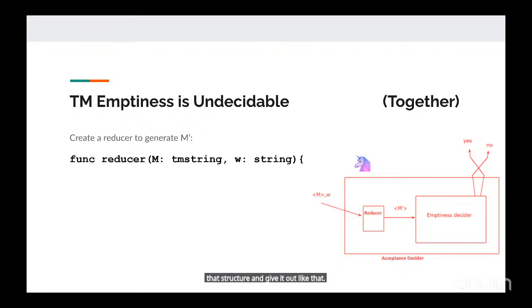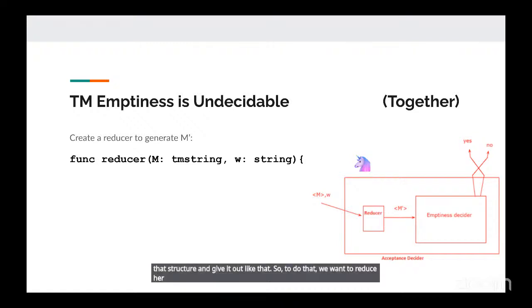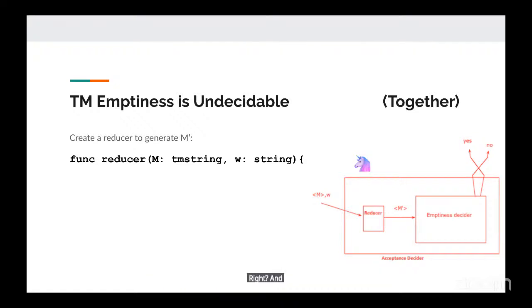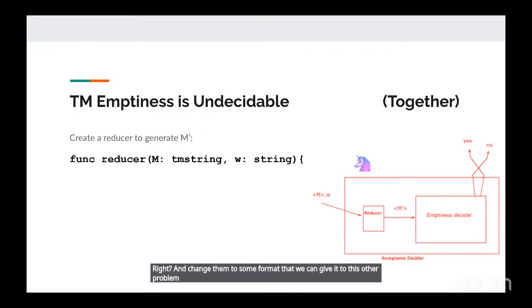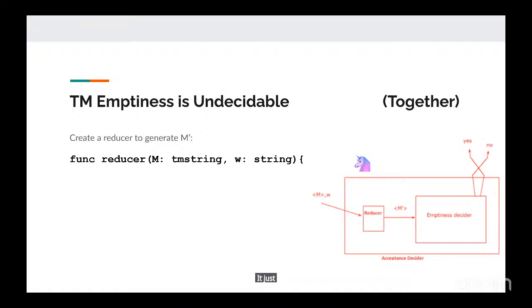So to do that, we want a reducer, which is going to take in the same types and change them to some format that we can give to this other problem decider that we have. The emptiness decider doesn't take a string, it just takes the Turing machine. But we can build a new Turing machine in our reducer by just throwing some strings together. I formatted this as a higher order function, because that's more what we're used to.